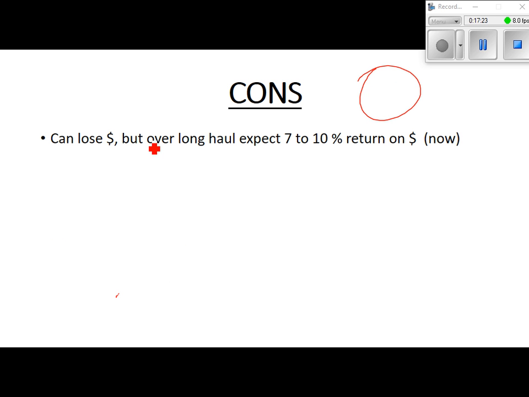Cons, again, make sure you write down this letter. You can lose money, but when you go in and you talk to these investment companies, what they'll tell you is that you look over the long haul. So hopefully over the long haul, over many, many years, 10 years, 15 years, whatever, in a mutual fund, hopefully you're earning 7 to 10% on your return. So of the money you put in, you're raising that value 7 to 10%.